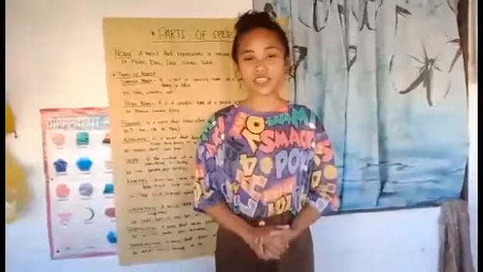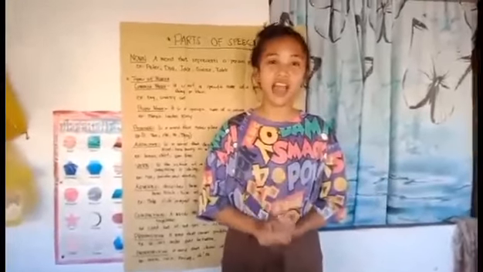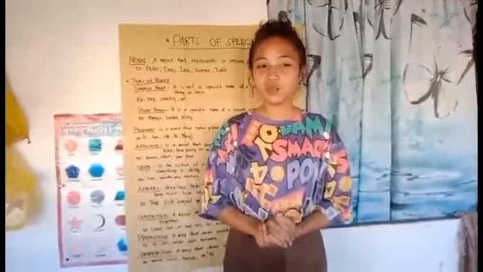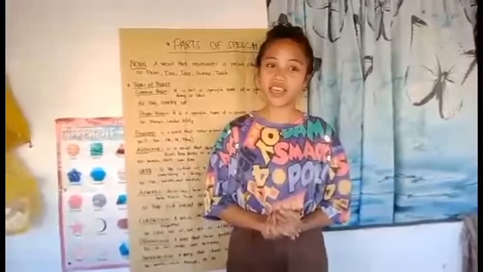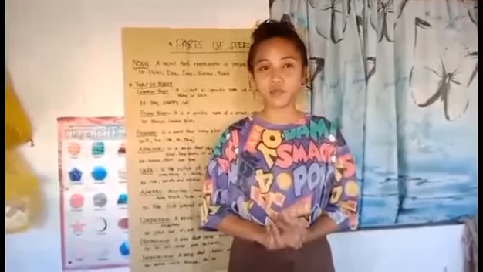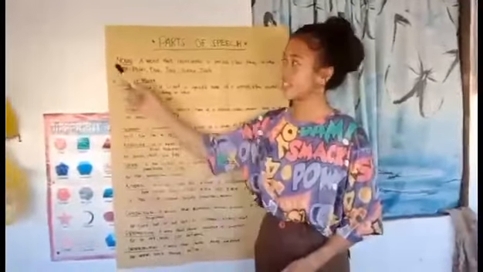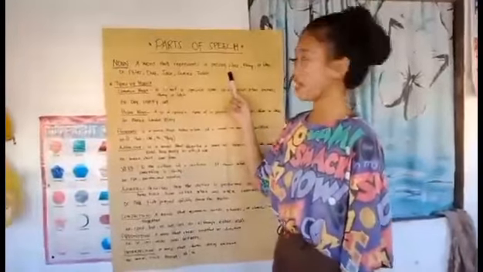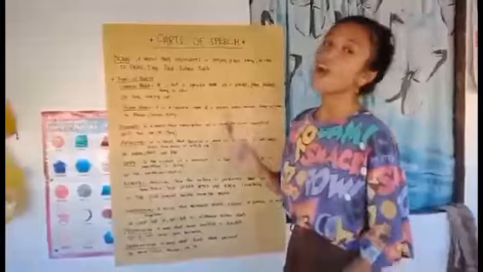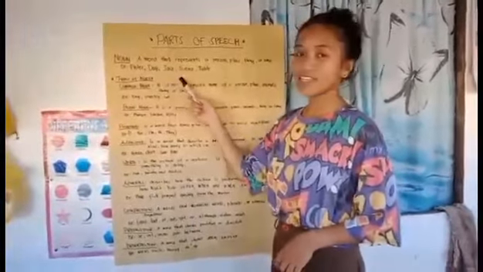So at the end of the lesson, you must know about the 8 parts of speech and identify and explain the different parts of speech and create a sentence applying the part of speech by writing. The first part of speech is noun, a word that represents a person, place, thing, or idea. For example, Peter, dog, chase, science, and table.